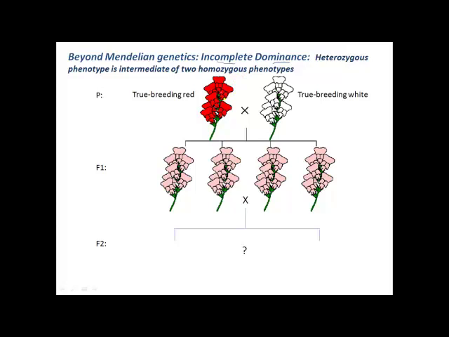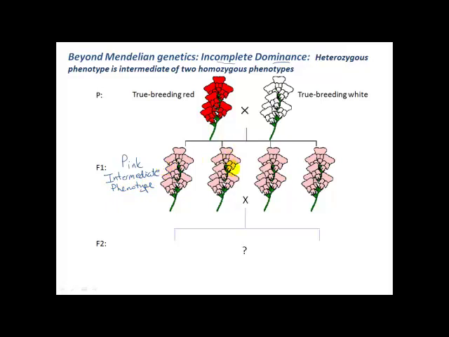But if you cross red and white snapdragons that are true breeding for this flower color trait, what you see is not red offspring in the F1 generation. Instead, you see a pink flower color, which is intermediate between the two parent strains that we started with. So we have an intermediate phenotype for this F1 generation.